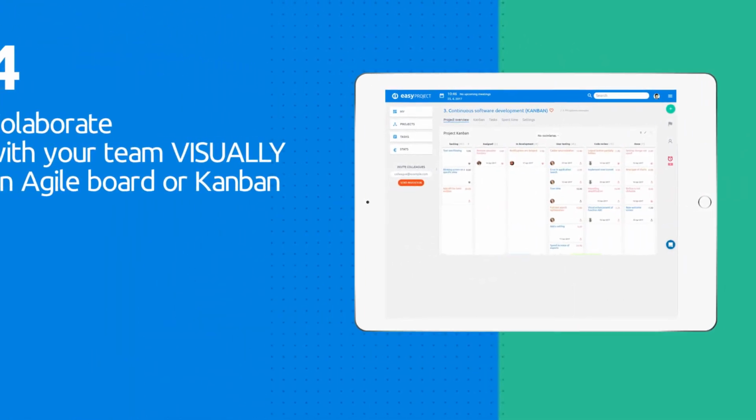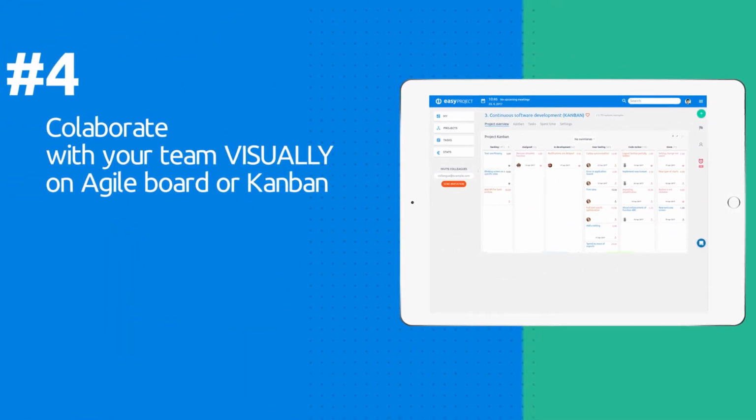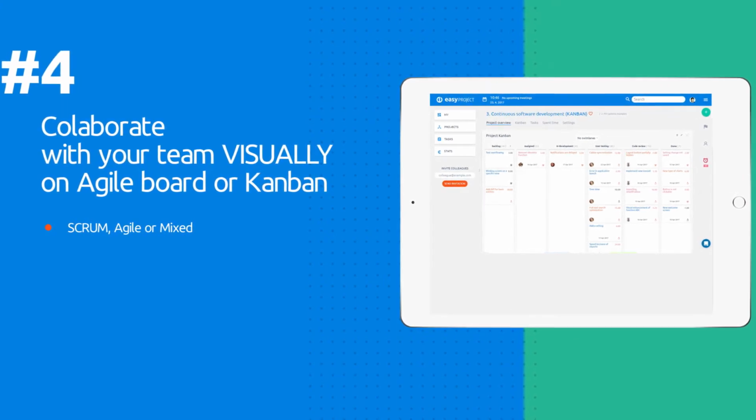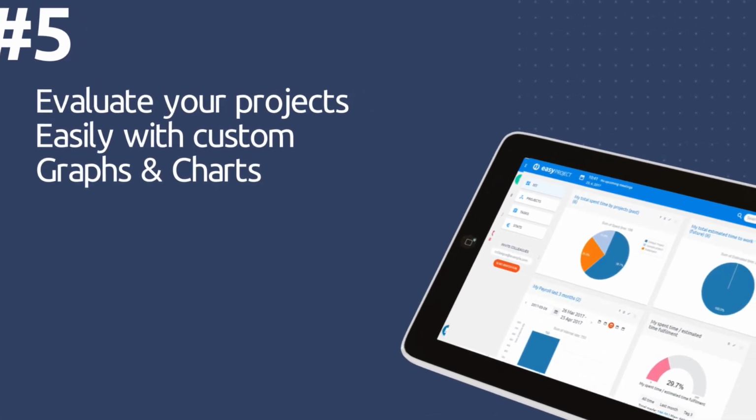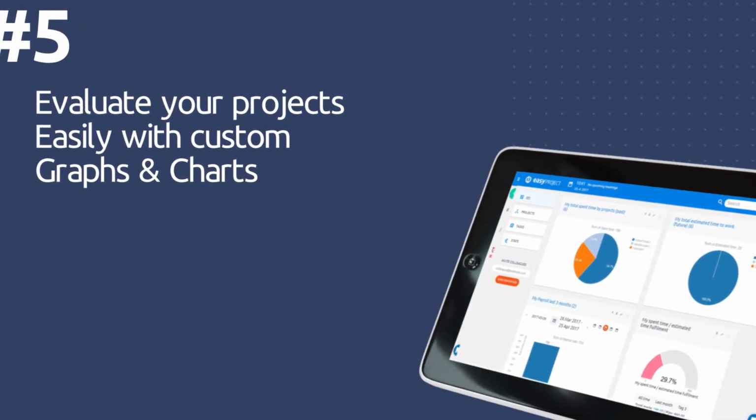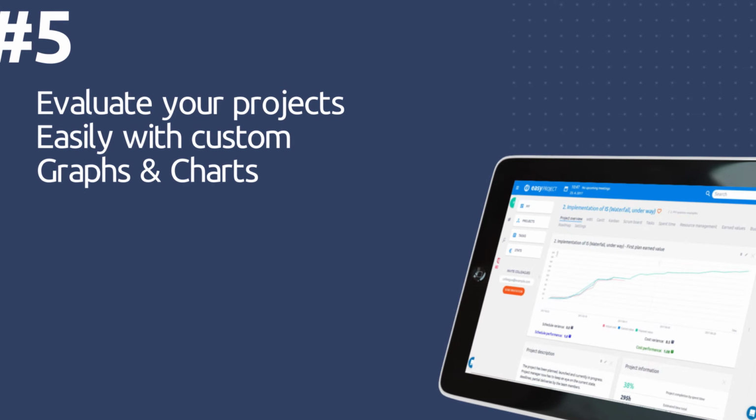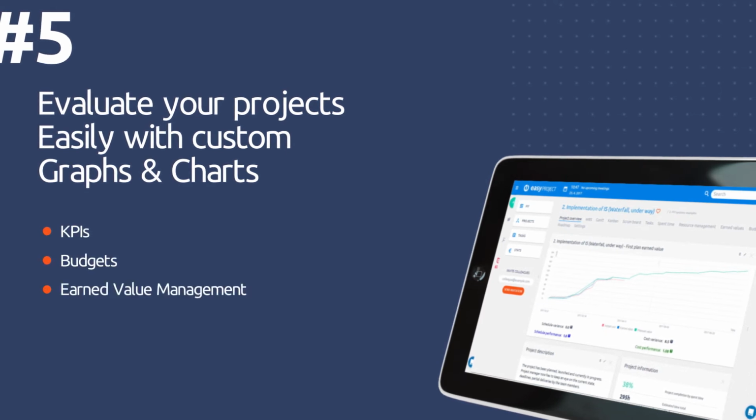Collaborate with your team on Agile board or Kanban. Use Scrum, Agile, or mixed with backlogs and burn down chart. Evaluate your projects easily with custom graphs and charts. Monitor KPIs, budgets, earned value.